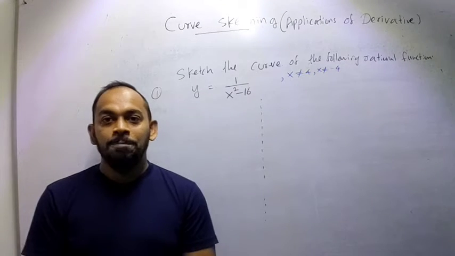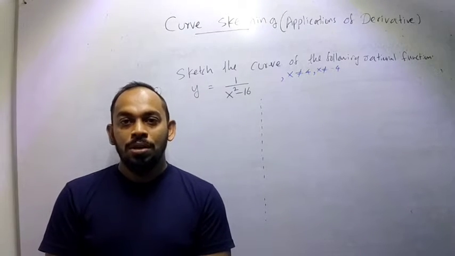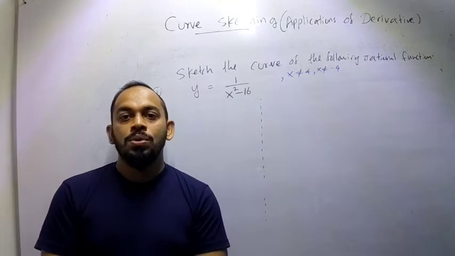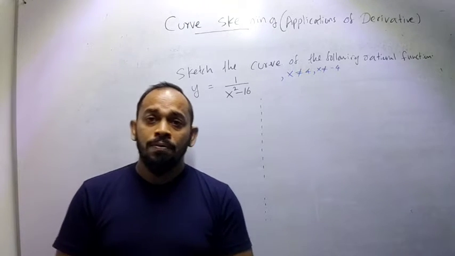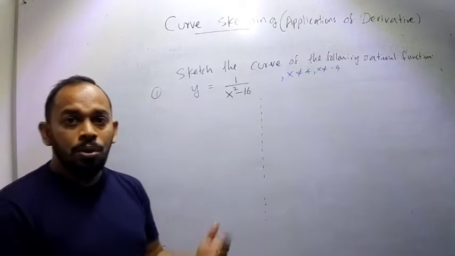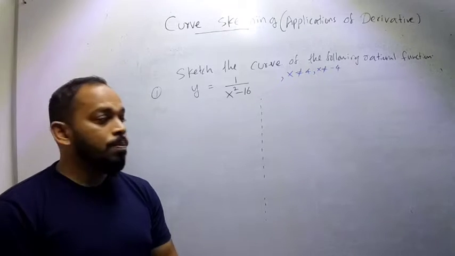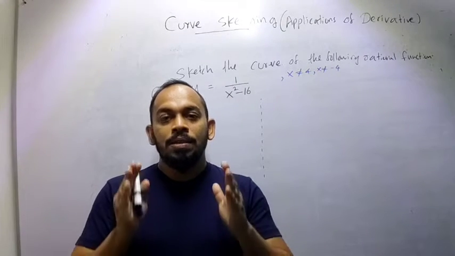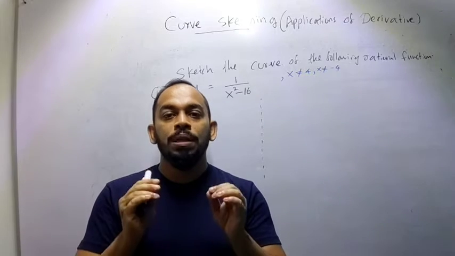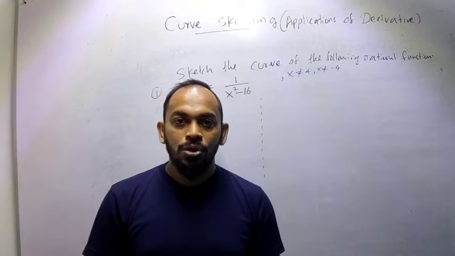Hi all. Let's look at a rational function and how we can use the first derivative test to guess the curve of a rational function. So we're going to sketch the curve here as well. Before we begin with the sketching, we need to find certain things. The first thing you always find would be the first derivative of the given function, right?